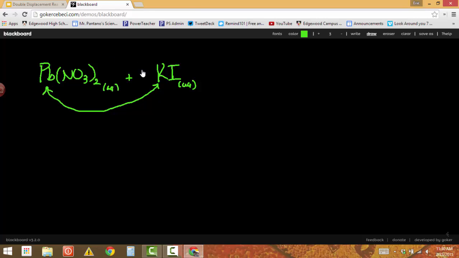Now this is +2 and potassium is only +1. So when I write my products, I have to keep that in mind. Lead and potassium have different charges, which means that the products are going to be different. Lead +2 goes with iodine to form PbI2. Now I know there's no 2 here, but that's okay because when I write lead 2 iodide, it has to be PbI2. And potassium with a +1 goes over here to form KNO3, potassium nitrate, +1 and -1.